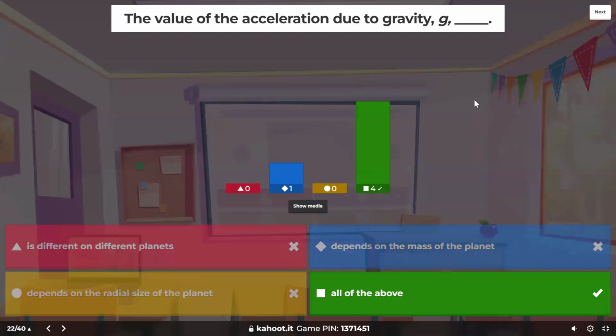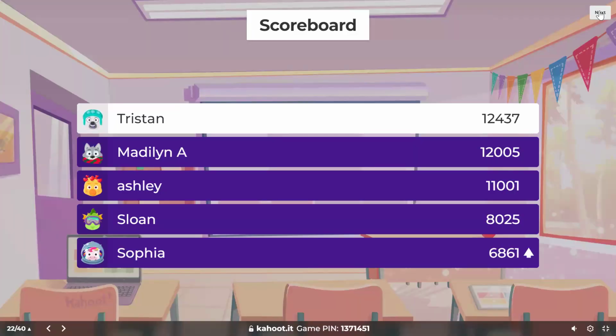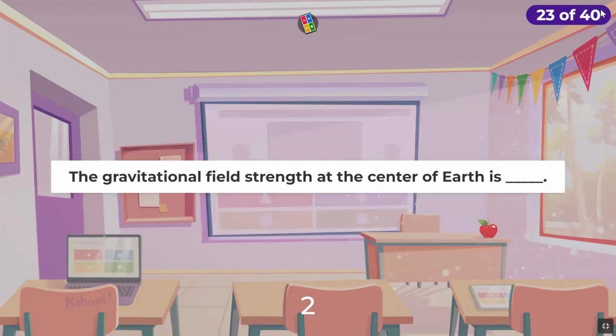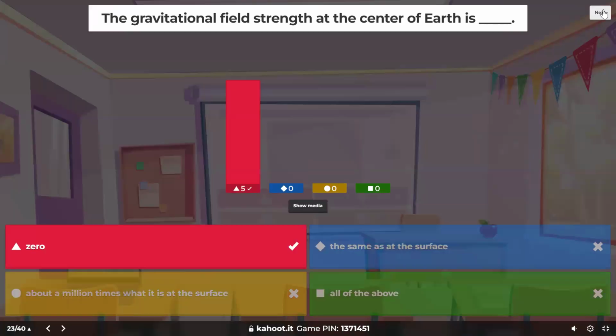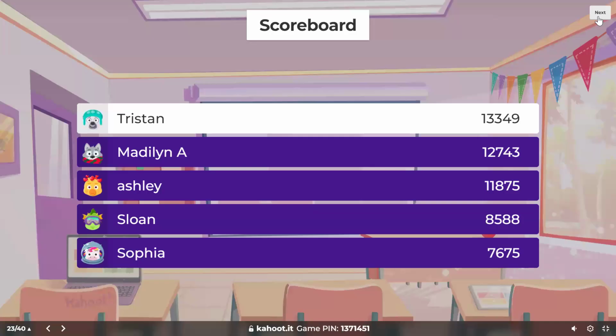All these are true. Yeah, it depends on the mass of the planet, the radial size of the planet, different on different planets. All true. Gravitational field strength at the center of the Earth is 0. Yeah, so every grain of sand on Earth pulls you a different way. It all cancels out. You'd be floating around like an astronaut.